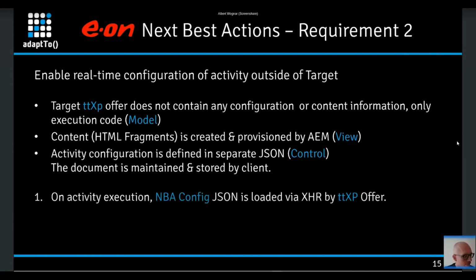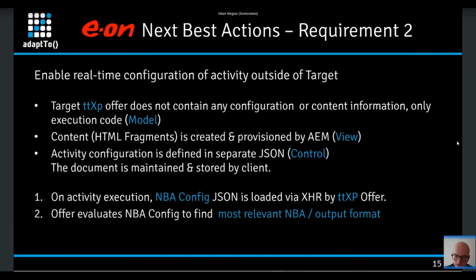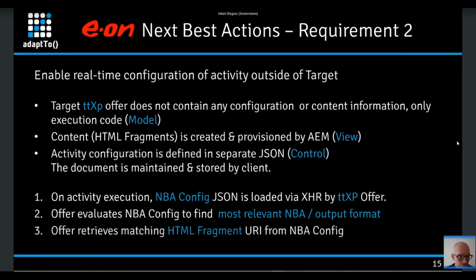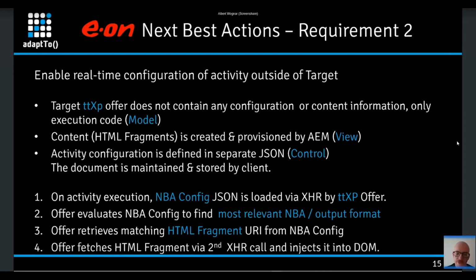So on activity execution, the JSON file is loaded by the offer via XHR. The offer then evaluates the config file to find the most relevant NBA for the web page where you're currently on and the fitting output format, which might be, as I mentioned, hero stage or pop-up. It then retrieves the matching HTML fragment URI from the config, which is also stored there. And then it fires a second XHR call on AEM, gets the fragment, and injects it into the DOM. And that's how we mastered that challenge.